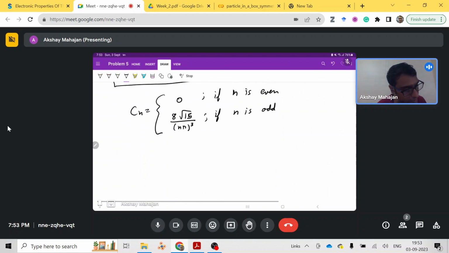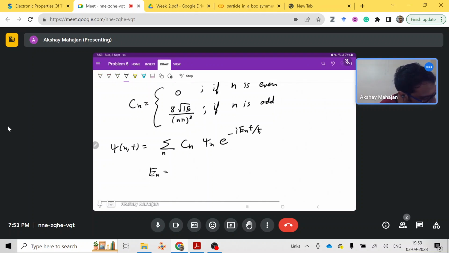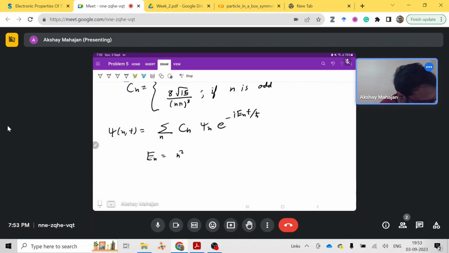Alright, so from here we have our psi of x comma t. Now we can write it as summation of Cn sin e to the power minus iota En t by h cross, where our En will be equals to n square pi square h cross square by 2m a square.